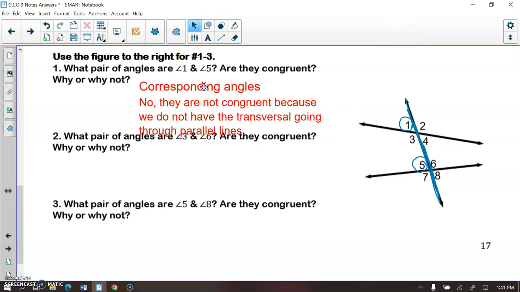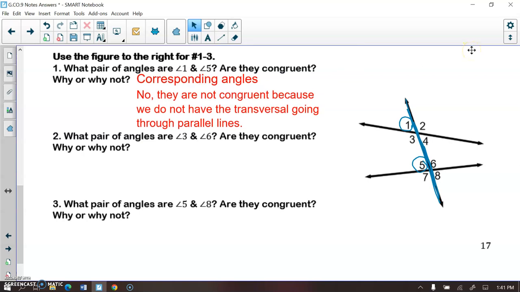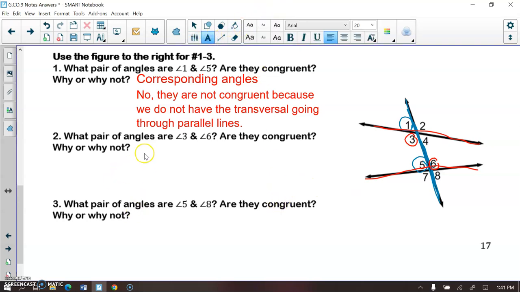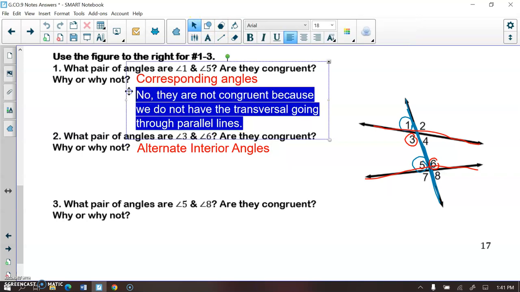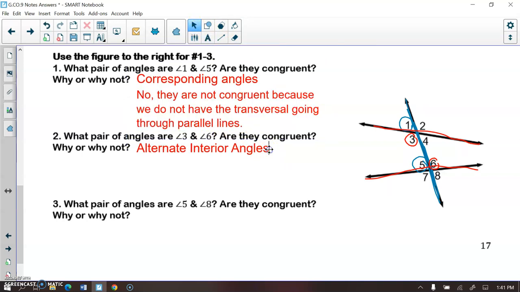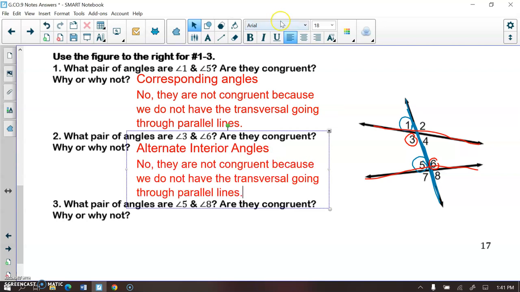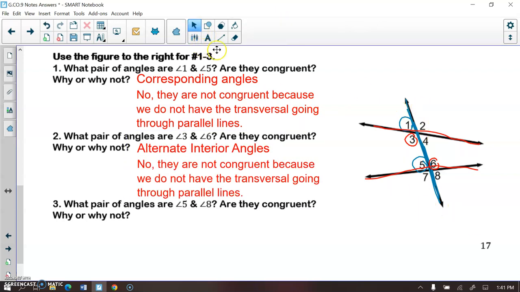All right. Now, what about angles 3 and 6? 3 and 6 are both on the inside of the two lines, but on opposite sides of the transversal. So that makes them alternate interior angles. Are they congruent? In this situation, no, they would not be, because of the same reasoning as above. We do not have our transversal going through a set of parallel lines.